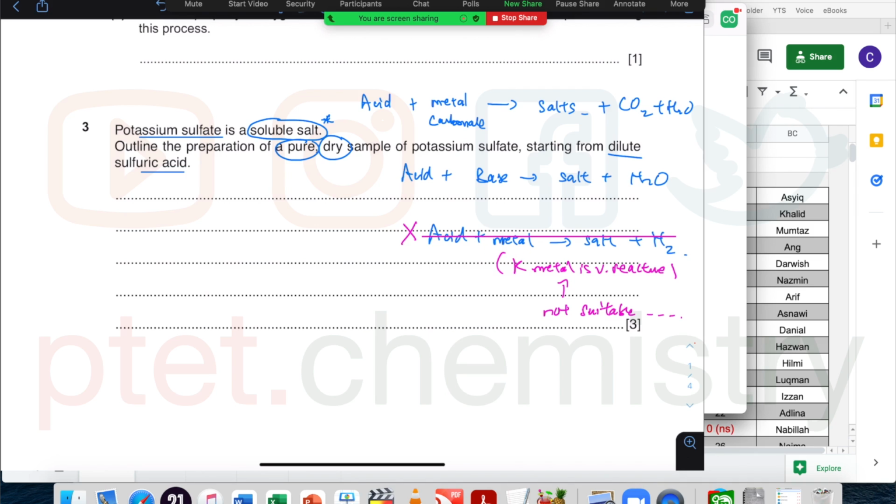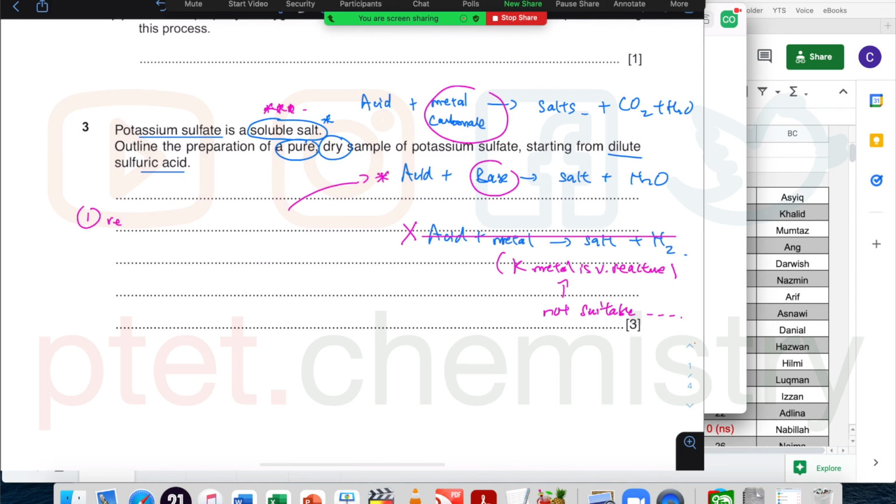Yes, some metals will work, but not for potassium. So you're left between either a base or a metal carbonate. You want to start from the dilute sulfuric acid. Because it's a soluble salt, you don't want to use metal carbonate. If you use excess acid, and the acid is soluble and your salt is soluble, how are you going to separate the excess acid from the salt? Because you want to react all the carbonate. So neutralization is going to be the best method I use.